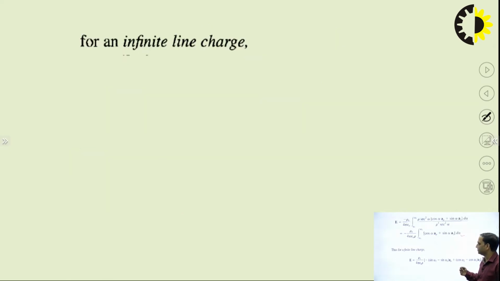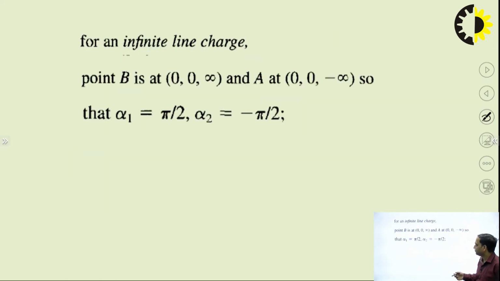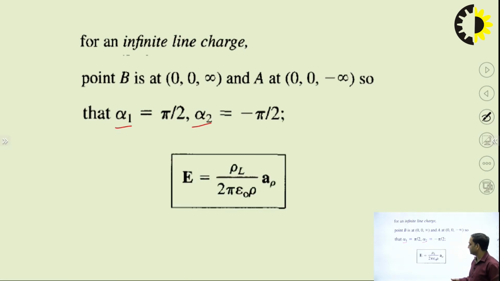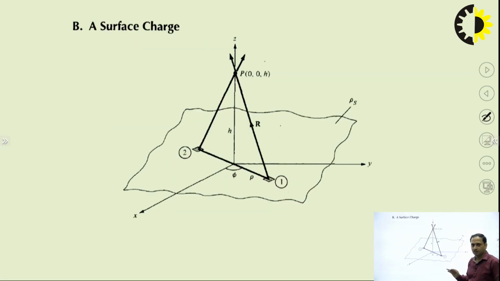Now if we want it for infinite or semi-infinite lines, we have to take B at the maximum upward and A at the maximum downward. So in this case, the values of alpha 1 and alpha 2, which we can see from the previous diagram, alpha 1 will be pi by 2 and alpha 2 will be minus pi by 2, right? In this way, we put all values in the previous expression. Then the electric field due to the line charge will be rho L upon 2 pi epsilon naught rho into A rho.